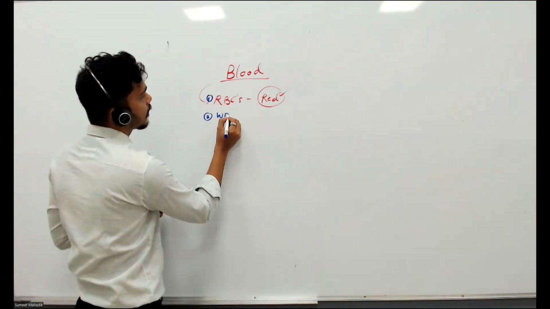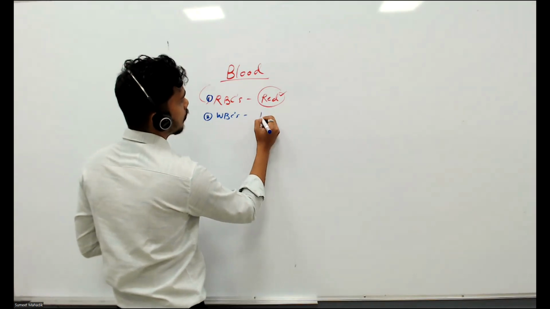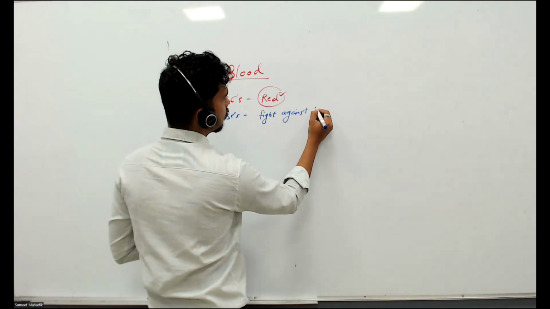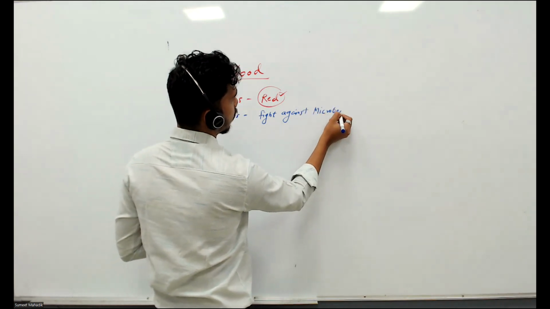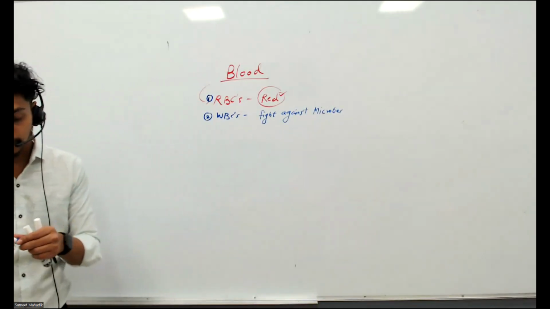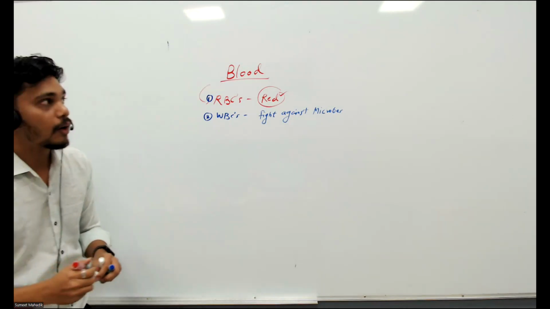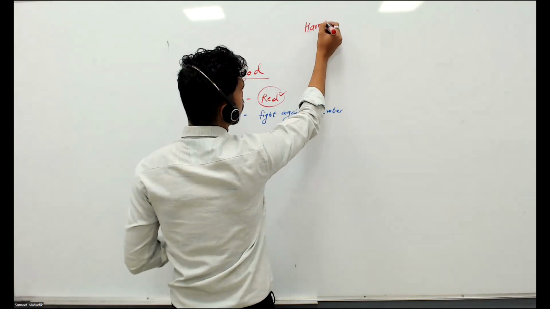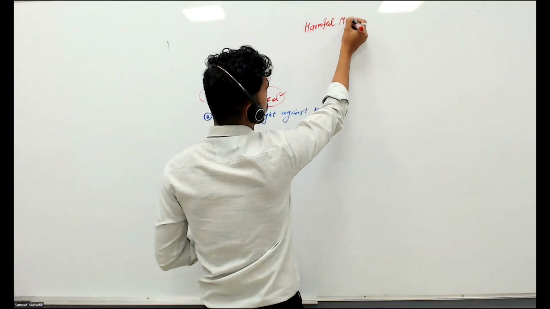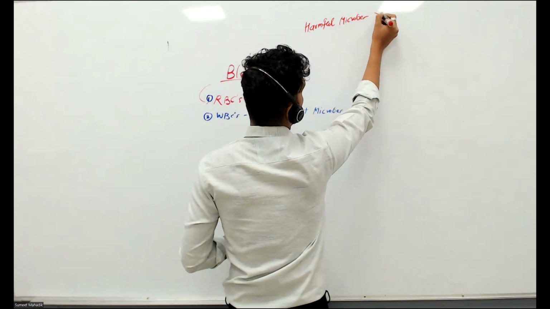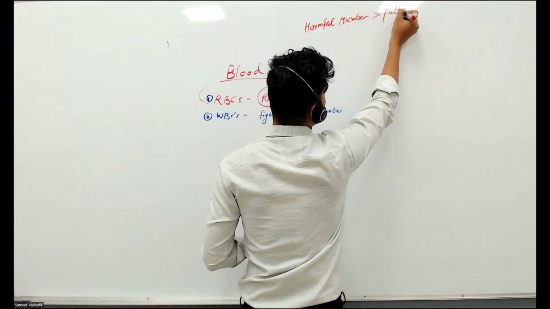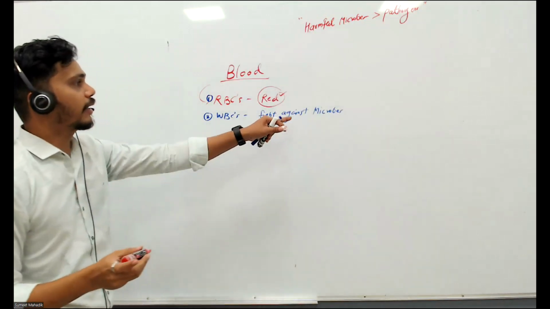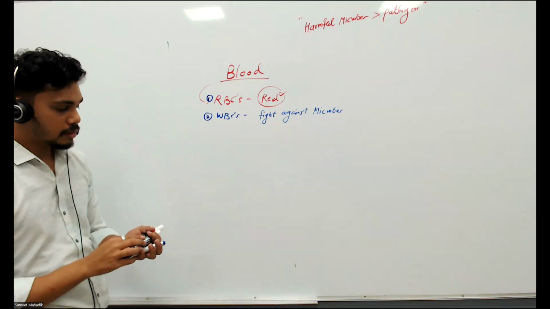Second, there are WBCs, which fight against bacteria or microbes. If the bacteria or microbes are harmful, harmful microbes are called pathogens. What do you call them? Pathogen. Please make a note of this. So they fight against the microbes, or we can say simply pathogens.